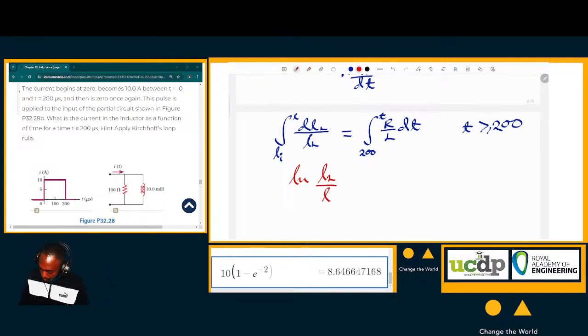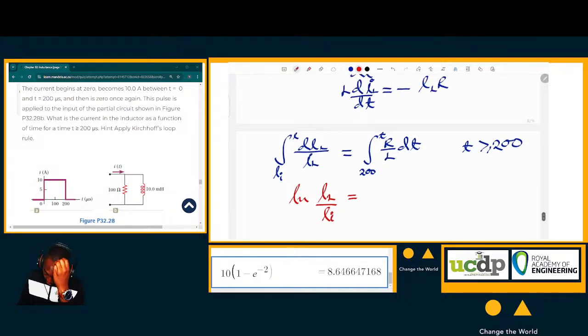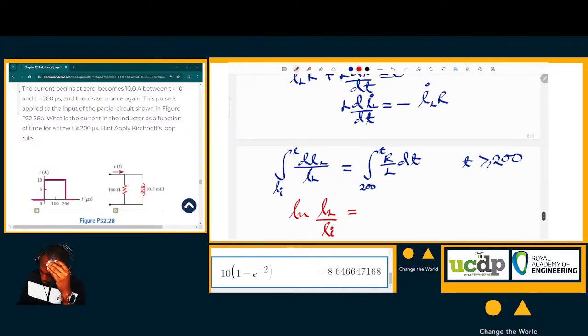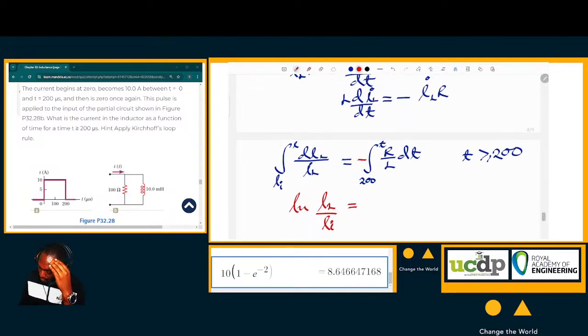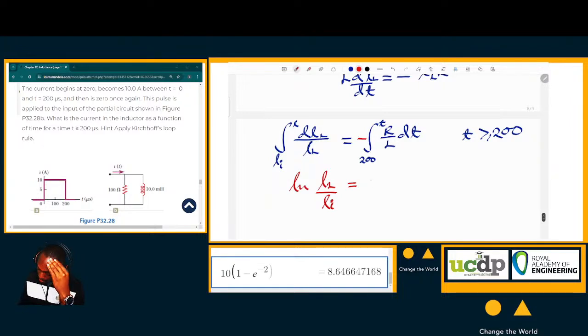So if you integrate that, you'll get your ln of the current IL over I. Because it's the upper limit minus lower limit, I'm sure your integration is okay. And then from there, if you integrate that, what do you get? I forgot to carry over the negative, so you still have your negative there. If you integrate, you get RT over L.